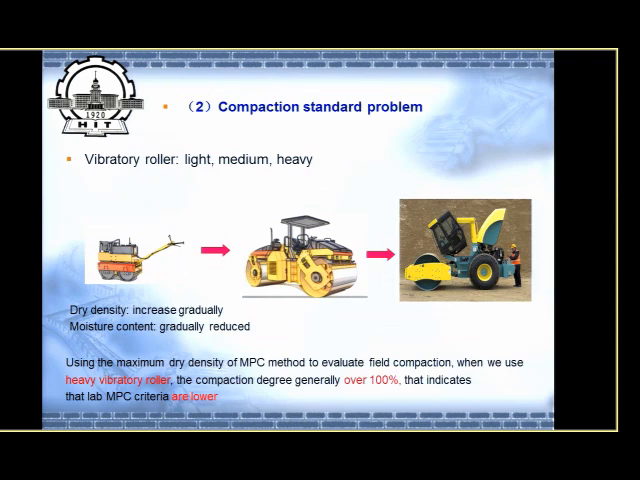We use different kinds of rollers from light to heavy. We know the density increases greatly with the heavier roller, and the moisture gradually reduces. We use the maximum density of the MPC method to evaluate the field compaction. We find that the compaction degree is generally over 100%. That indicates that the lab MPC method, I think, is low.